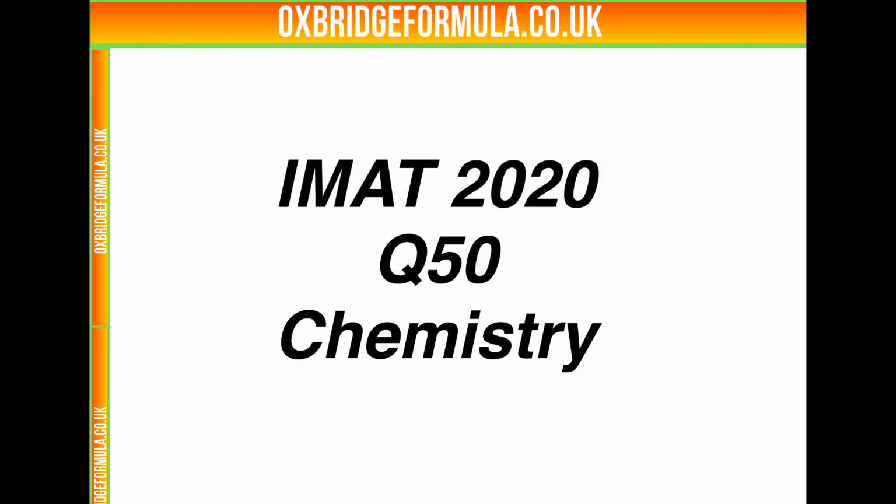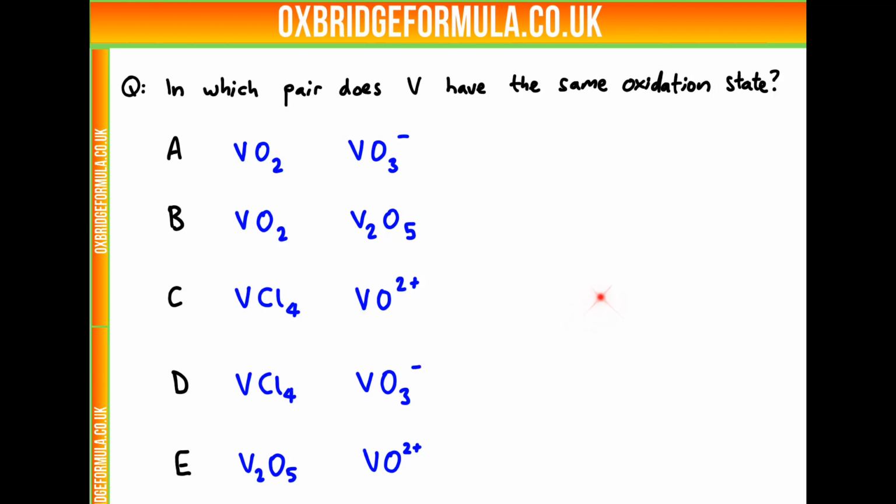This is question 50 on chemistry from the 2020 IMAT. So we're asked, in which pair of the following species does vanadium have the same oxidation state? So how do we determine oxidation states of a metal?